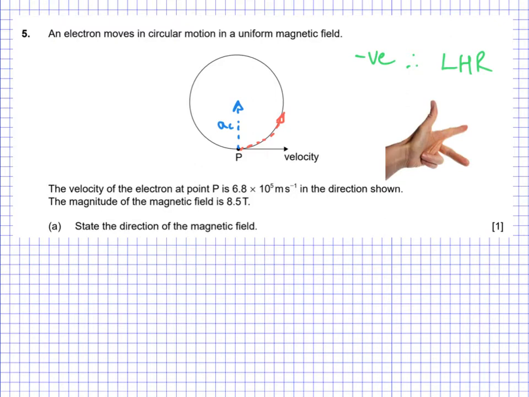And so just to remind us, the thumb is going to represent the motion of the electron. The fingers, or in this case just the single finger, is going to be the magnetic field direction, and then the middle finger is going to be the force. Okay, so we'll position our left hand rule in alignment with the P, this position of the electron, and then for 1 mark we just have to state the direction of the magnetic field.